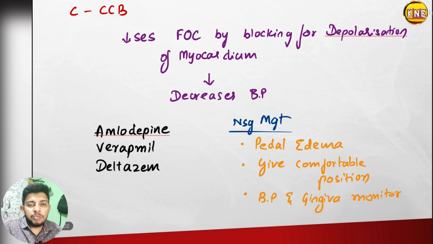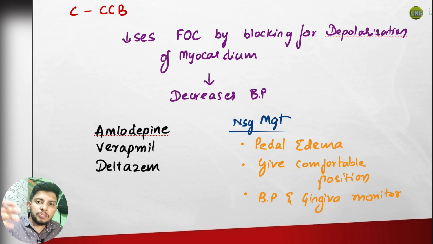Next one, CCB, that is calcium channel blockers. The calcium channel blockers, actually, if more calcium is present, the SA node will transmit calcium ions into the myocardial cell, thereby the depolarization has no delay, and there will be very fast contractions, more forceful contraction.